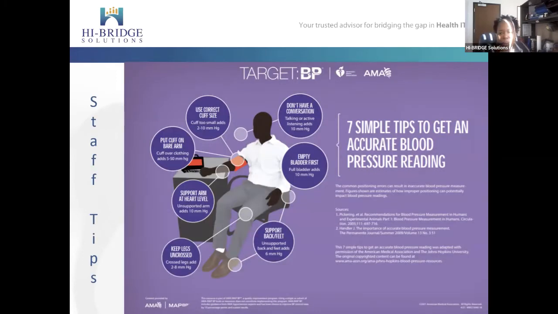I think we can all agree that the first step in diagnosing and then treating high blood pressure begins with getting an accurate measurement.